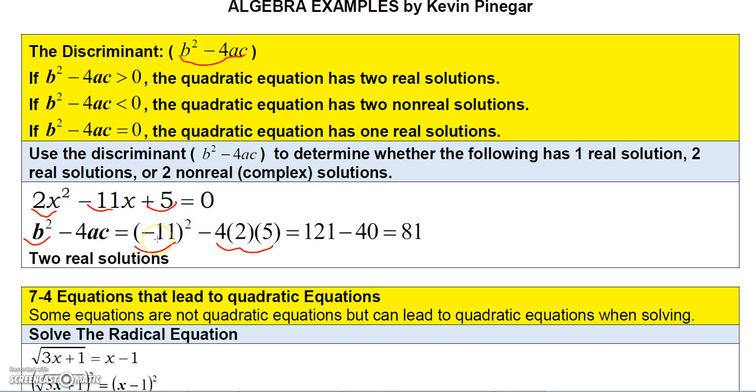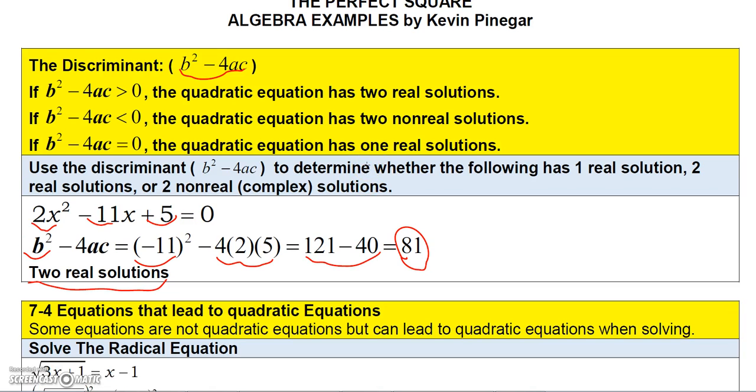And so negative 11 squared is going to be 121. And here I'm going to be subtracting 40. So 121 minus 40 is actually 81. And since that's a positive number, I know I'm going to have two real solutions. Now again, if that had been a negative number, I would know this quadratic equation has two non-real solutions. And if this had been 0, then I would know the quadratic equation has only one real solution.